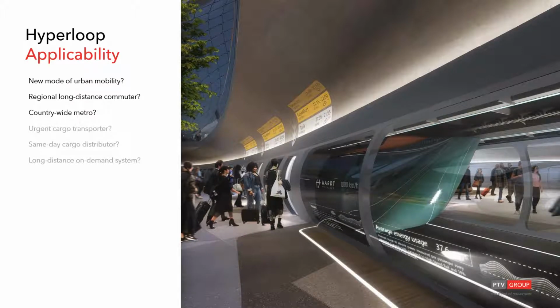Is it a mode which can become a new mode in urban environment? Is it a regional long distance commuter or a countrywide metro? Or maybe the best application for the Hyperloop is on the freight side rather than on passengers, because there can be identified some potential in urgent cargo transportation or same-day cargo delivery, or it may become a long-distance on-demand system.